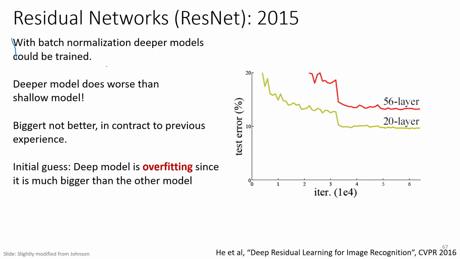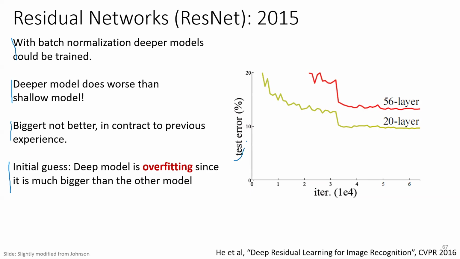So AlexNet had 8 layers, VGG16 is 16 layers, VGG19 is 19 layers. Even more layers could be trained now with batch normalization. But they realized that deep models are worse than the shallow models. So bigger is not better, in contrast to previous experience. Initially they guessed deep models are overfitting since they are much bigger than the other models. Okay, now let's look at this graph.